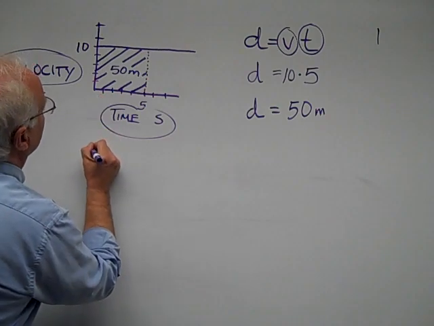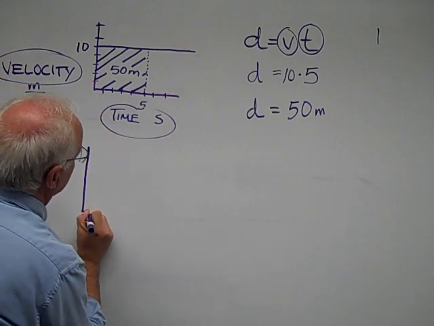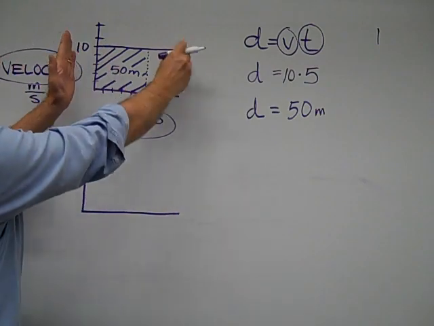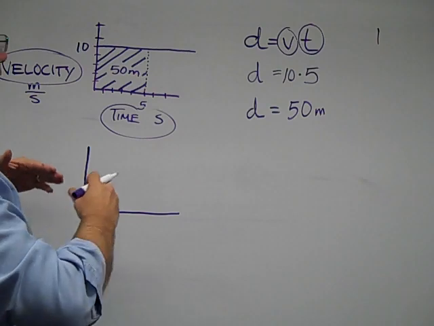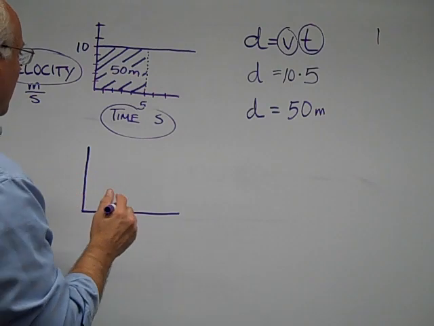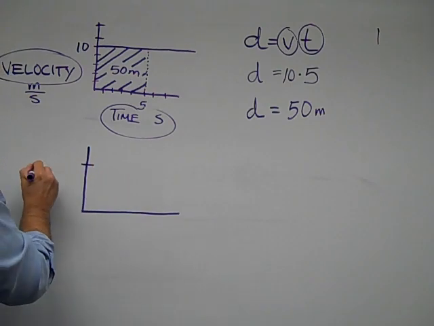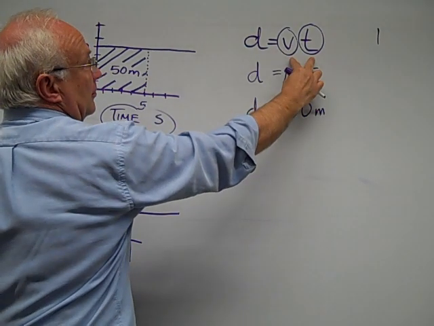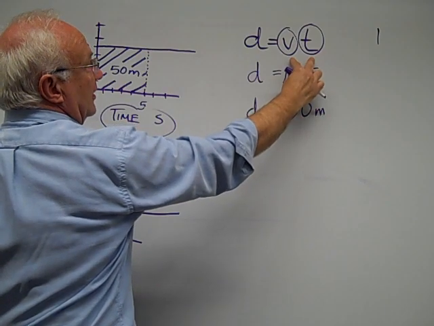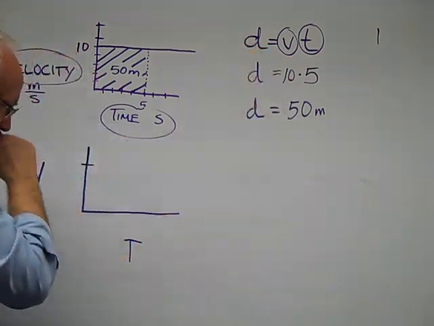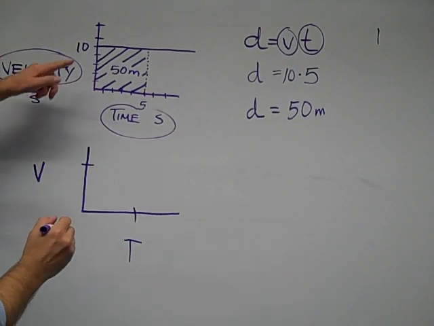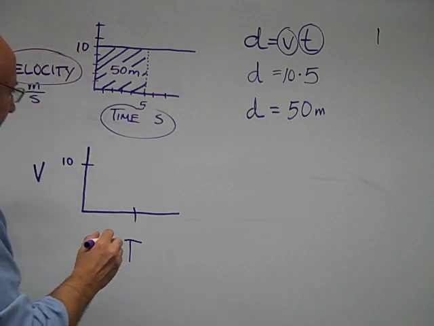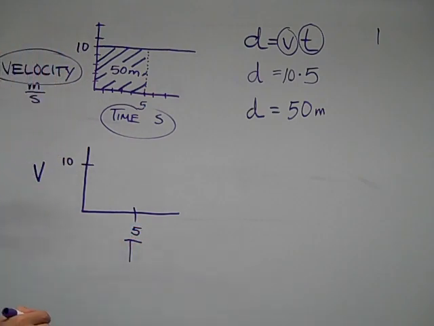Let me find out the distance it travels if it doesn't continuously stay at 10 meters per second, but if it accelerates to 10 meters per second over that time frame. So this is velocity, this is time. Remember, those are the two components I'm interested in multiplying by each other to get my displacement. Velocity, time, same setup, 10 meters per second over a period of 5 seconds.